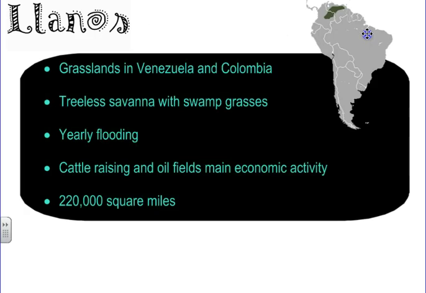This word is pronounced llanos. The llanos, or llanos, if you're speaking Spanish, are located towards the northern end, so make sure you label that on the front of your notes. You can see them up in green towards the top. These are grasslands in Venezuela and Colombia. There's lots of flooding happening in this region every year, so every year they get very wet, the llanos do. Most of the economic activity that's happening here is going to be either cattle raising or oil. The llanos are approximately 220,000 square miles in size.